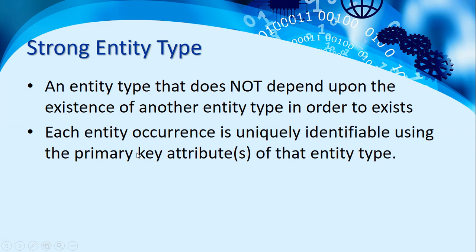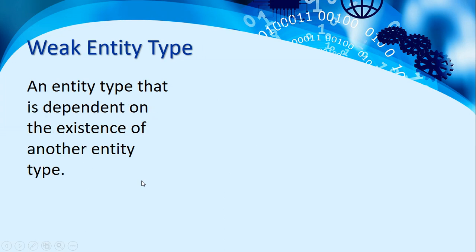Pag may nakita kang entity, in a certain ERD model, no, pag may nakita kang entity na may primary key attribute siya, so that entity type is automatically a strong entity. Now, aside from the strong, of course, we have a weak entity type. So an entity type that is weak is dependent, no? Nakadepende siya, yung existence niya is dependent on another entity type.